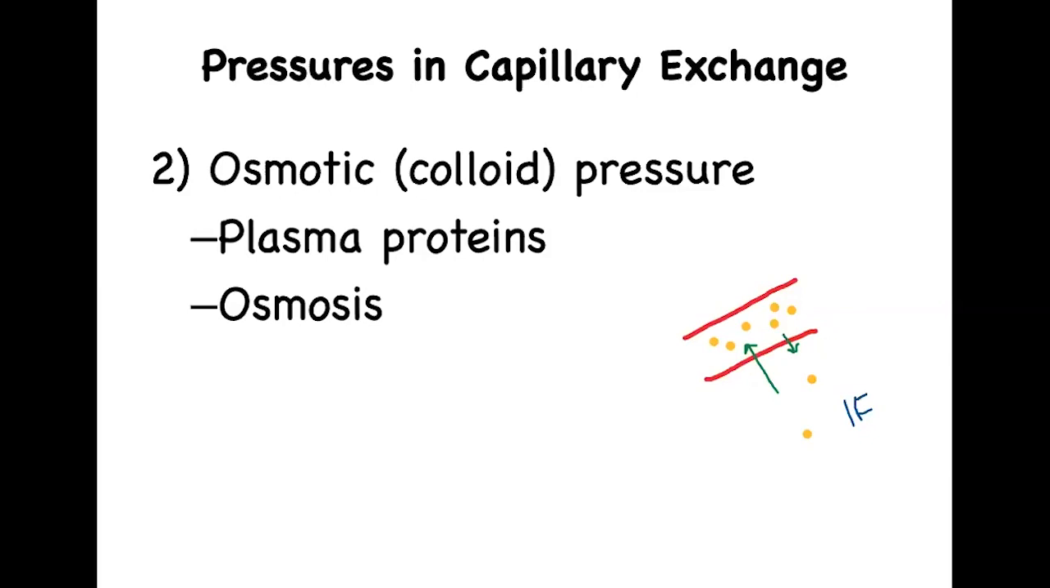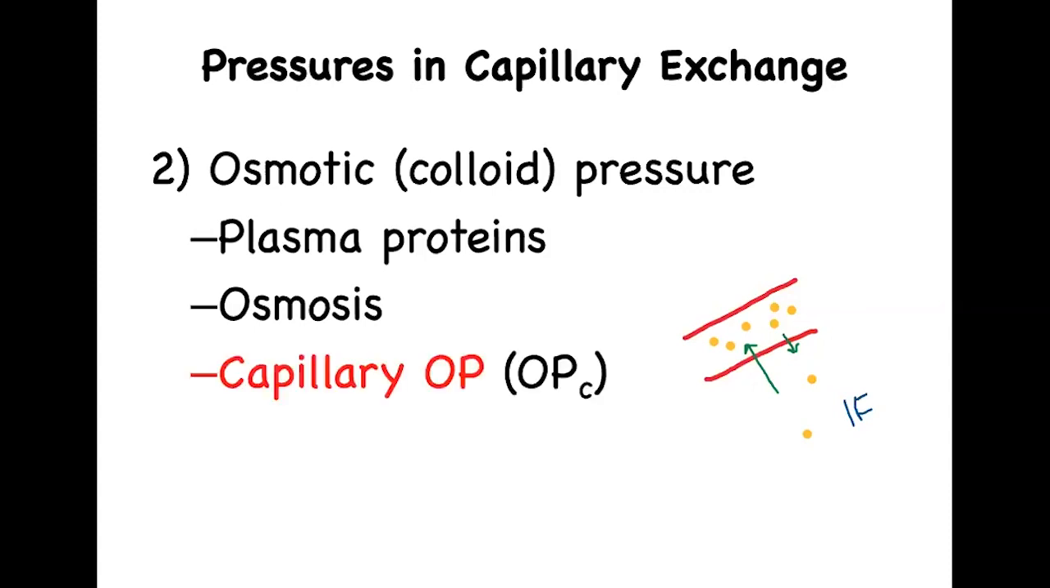If you look at the illustration on the right, I've drawn a capillary. The yellow circles represent the solids. Notice that in the capillary, I have more solids than in the interstitial fluid. Since I have more solids in the capillary, that means I will have less water. Water will always move from high to low by osmosis. So in this case, it will move from the interstitial fluid back into the capillary.